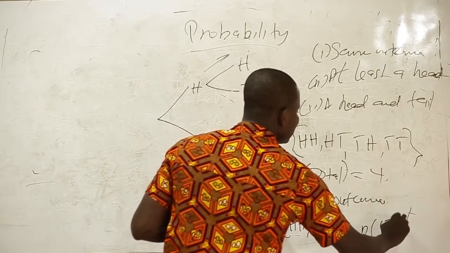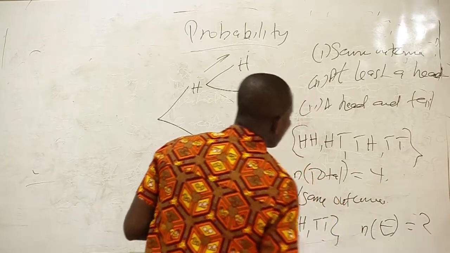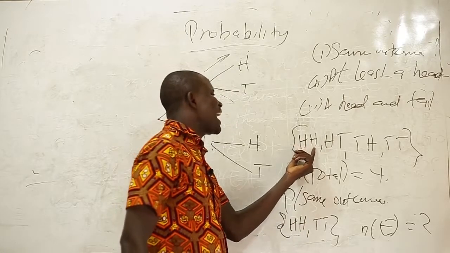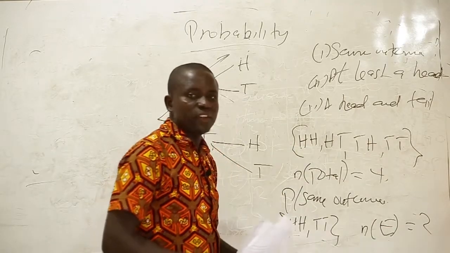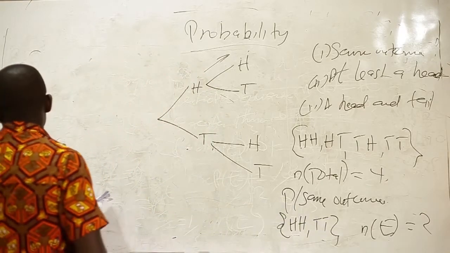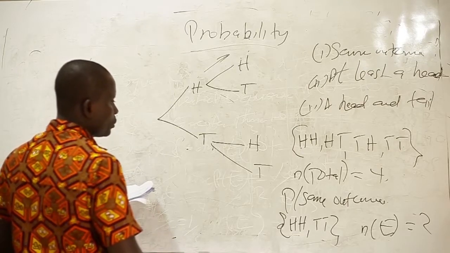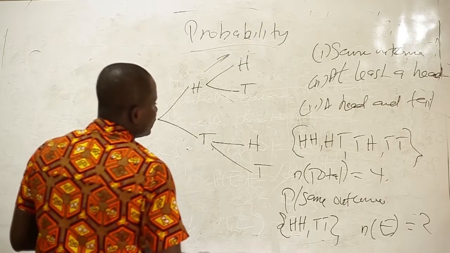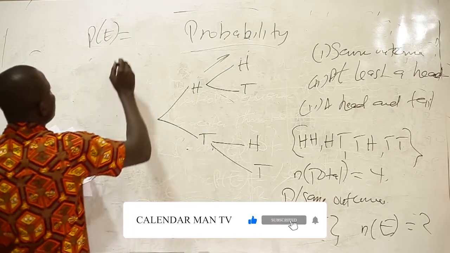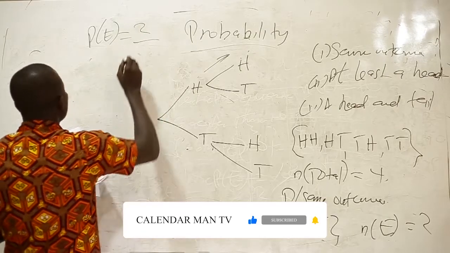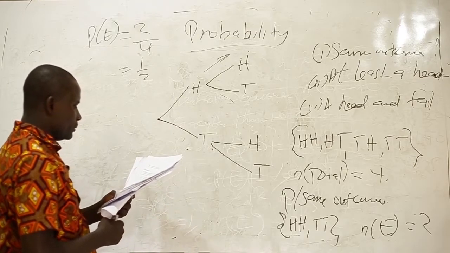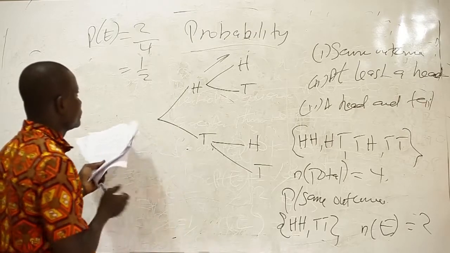So N event in this case will be what? Will be 2. I'm repeating here. We count the set as 1. Same outcome. Either it is head or tail. So here N event is equal to 2. So now that we've gotten this one, it means that P same outcome is going to be 2 over the total 4. And that is equal to what? Half.